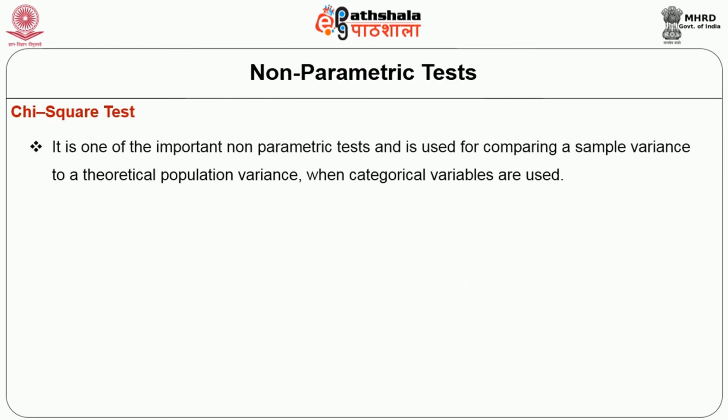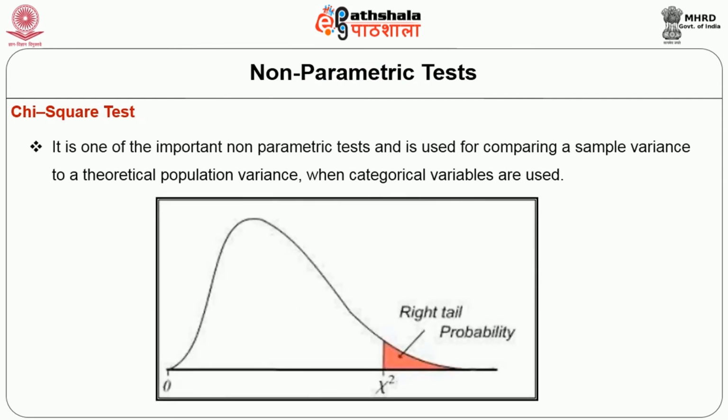Now, let us see some important non-parametric tests which are often used in practice. First one is chi-square test. Chi-square test is one of the important non-parametric tests and is used for comparing a sample variance to a theoretical population variance when categorical variables are used.